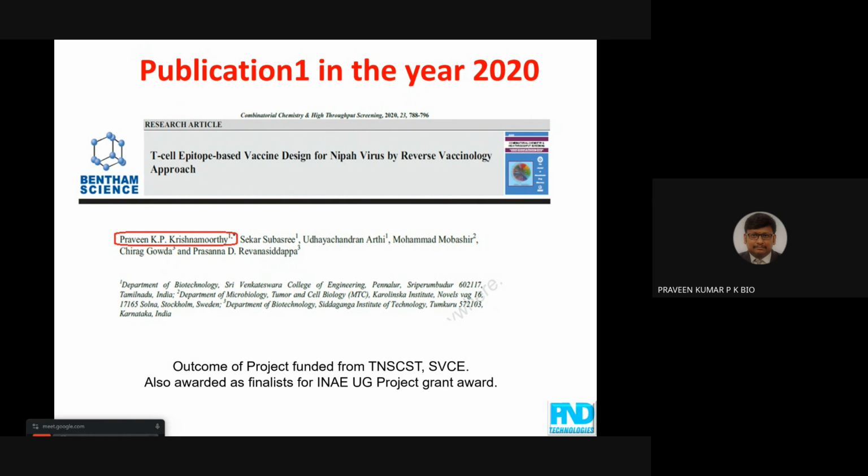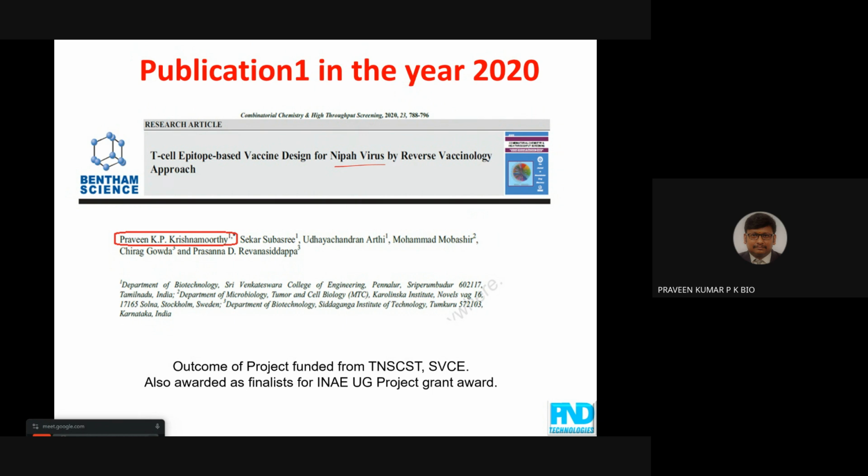But nowadays, you can see for many diseases, cancers, even for malaria, and most of the bacterial and viral kinds of pathogens, we can see the vaccine candidates are developed through the reverse vaccinology approach. Now, let me take you through a discussion of my publication in the year 2020 on T cell epitope based vaccine design for Nipah virus. My team of students have worked on different types of viruses.